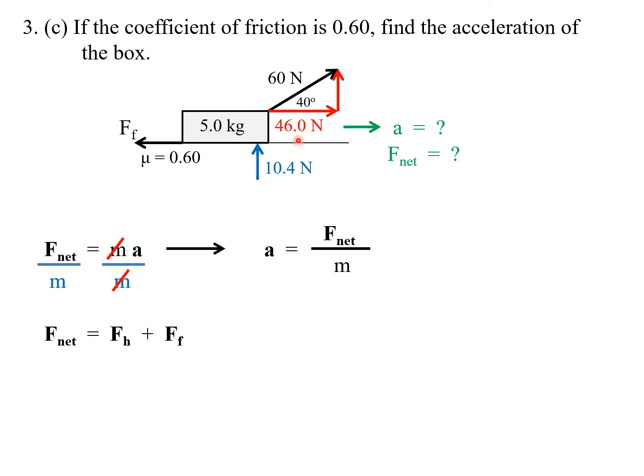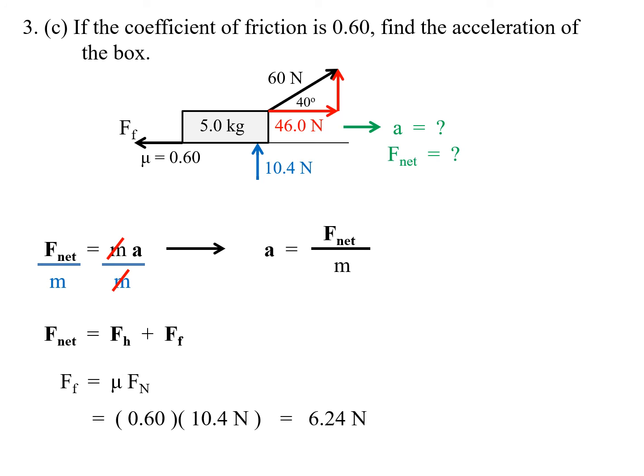So now we can go back to previous principles and say the net force is going to be equal to the vector sum of the horizontal force and the force of friction. Now we know what the horizontal force is. We don't know what the force of friction is, but we can find it from mu times the normal force. Mu is 0.6, and the normal force, remember, now is 10.4 newtons. And that friction force then comes out to be 6.24 newtons.